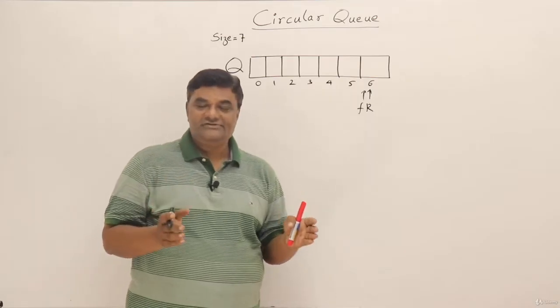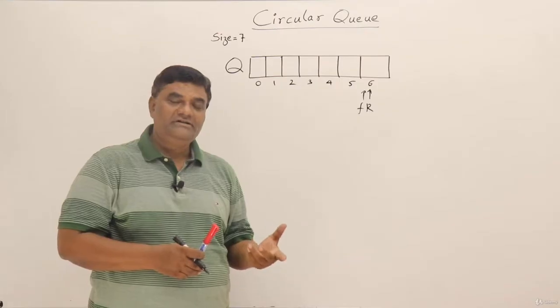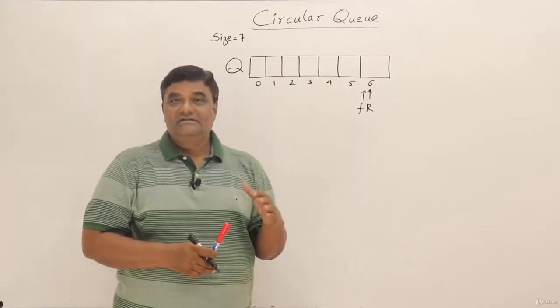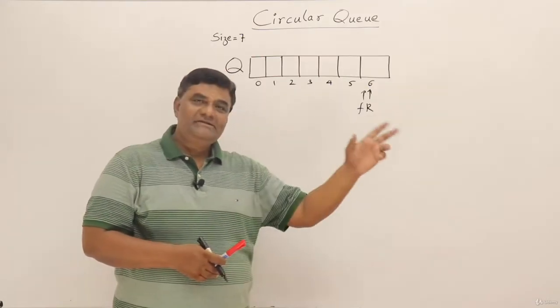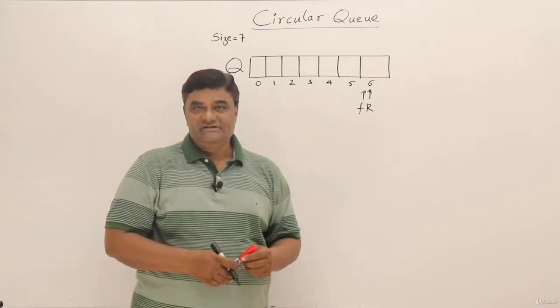So these are the 3 points we saw, that we cannot reuse the spaces of deleted elements. Second point, we can use each space only one time. That is a similar point only. The third thing is, there may be a situation where the queue is full as well as empty. Array spaces can be used only once. We want to reuse the space. How to reuse the space?